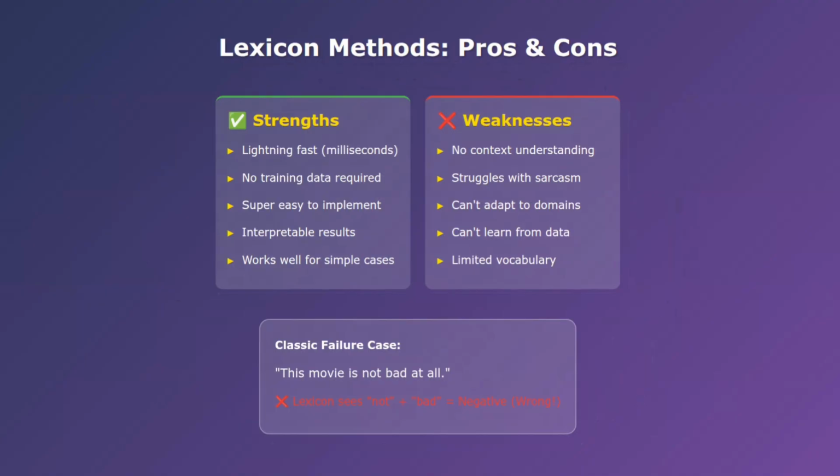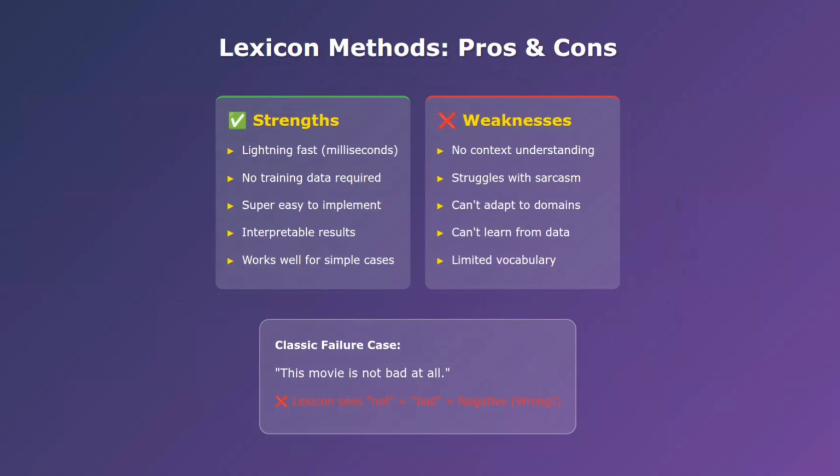But there are limitations. No context understanding. It just looks at individual words. Struggles with sarcasm. This is a big one. Can't adapt to specific domains without manual work. Can't learn from data. It's static. Limited vocabulary. It only knows words in its dictionary.